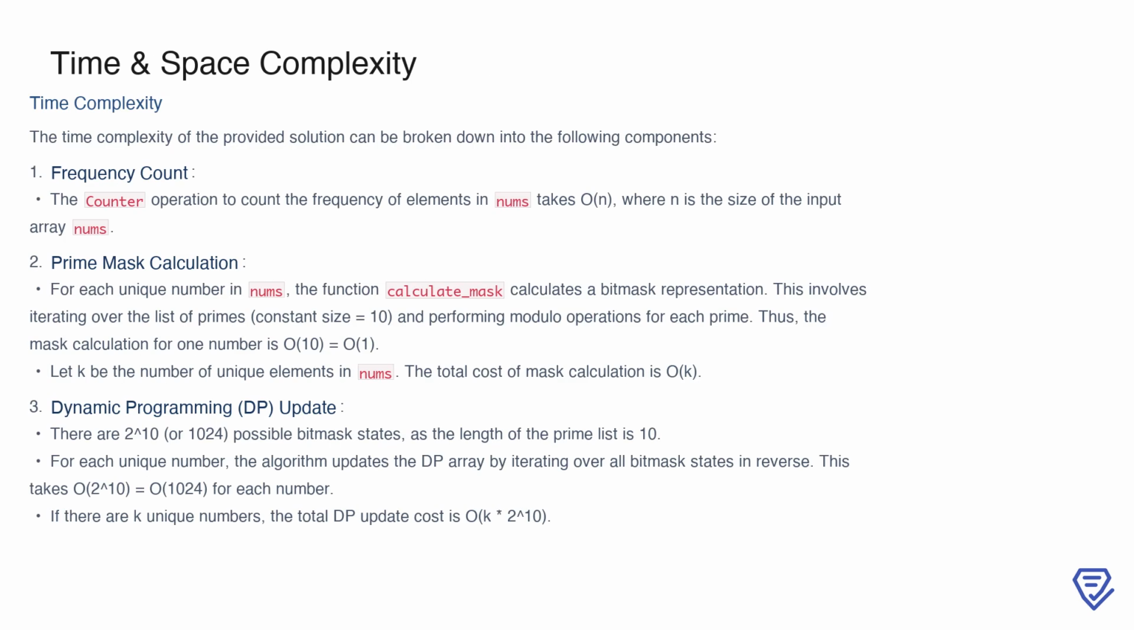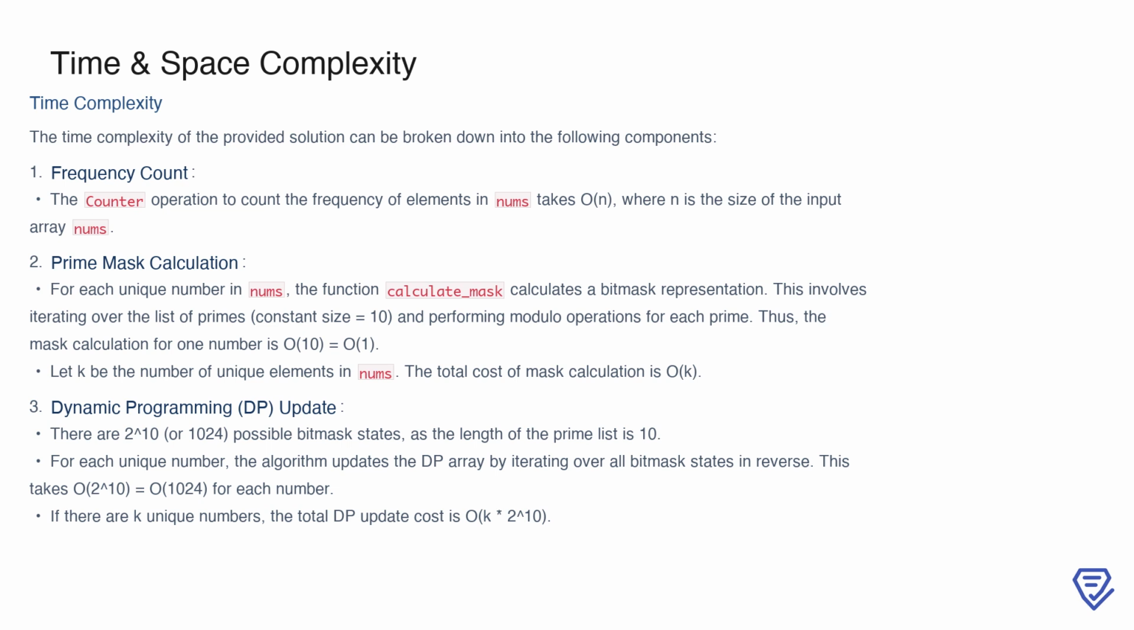The time complexity of the solution can be understood by breaking it down into key components. First, we have the frequency count, which involves using the Counter operation to determine how often each number appears in the input array nums. This operation takes O(n) time, where n is the size of the array.